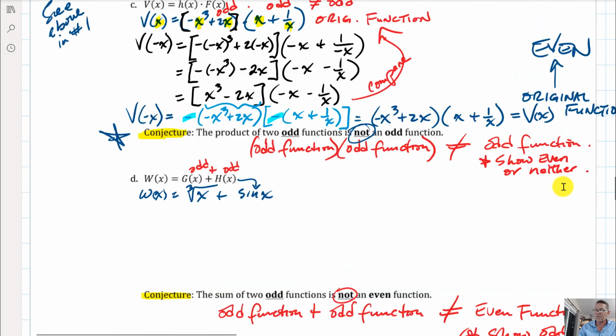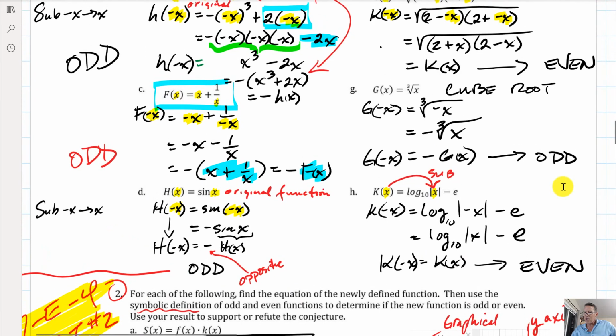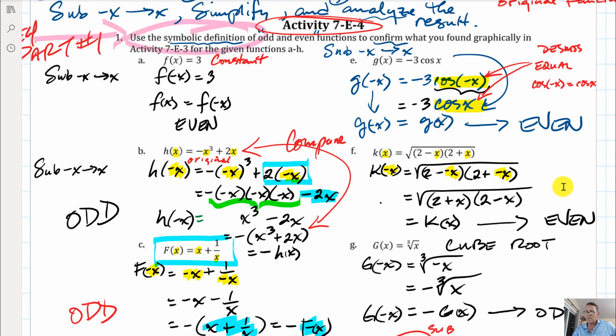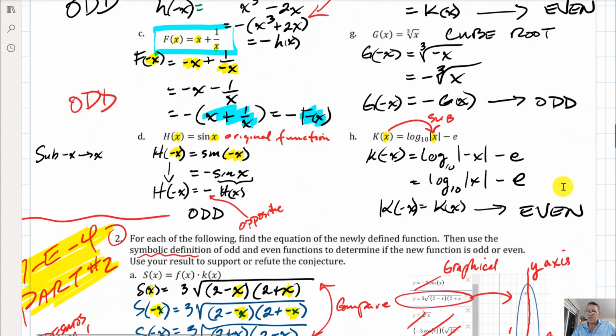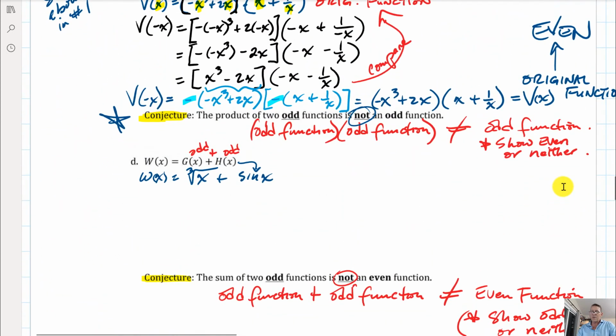Let me just verify that. So g of x, yeah, the cube root of x. That's this one here. Oh, h of x is sine x. So I wrote them down correctly. And then what we want to do is add them up and show that an odd plus an odd is not even. We have to show that it's not even.